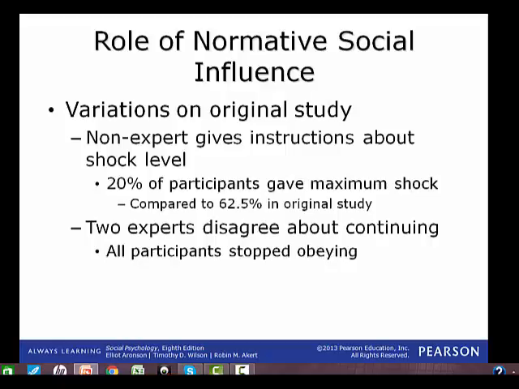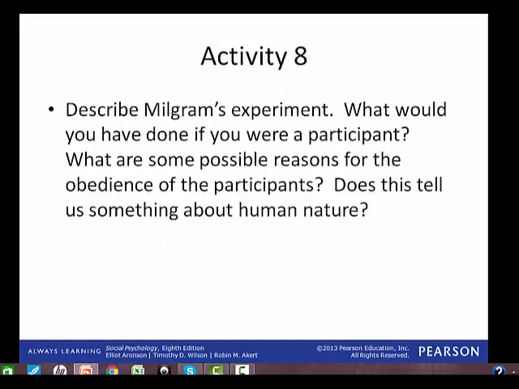So as I've said, this was a terribly unethical study. However, it tells us something really important. We can't do this research anymore, but it does tell us something about human nature. Which leads me to activity 8 for this week. For activity 8, I want you to talk about Milgram's experiment. Give me a little bit of information so that I know that you understood what happened. And then tell me, if you were the participant, what would you do?